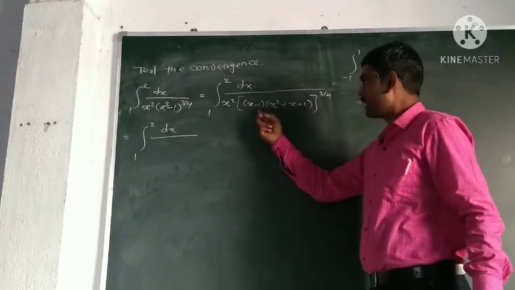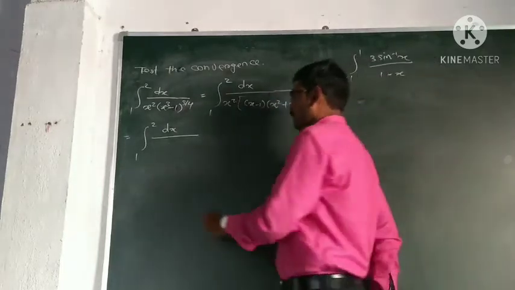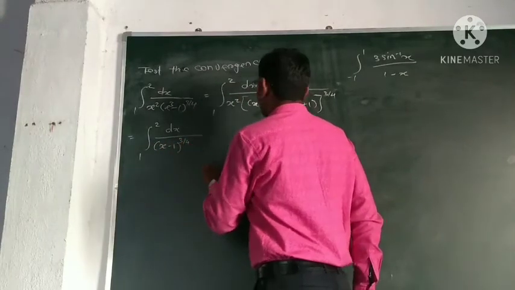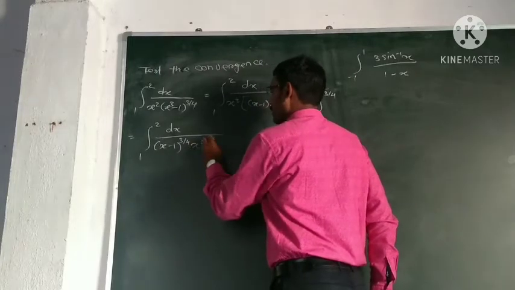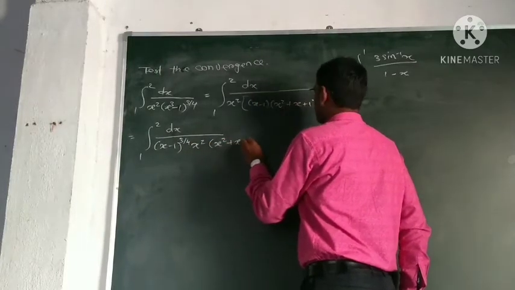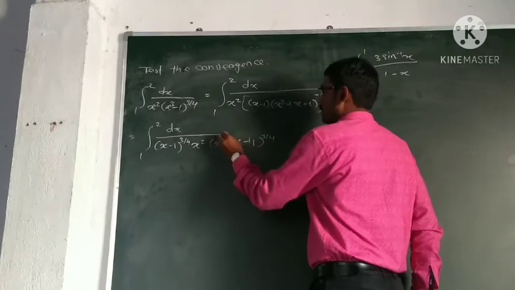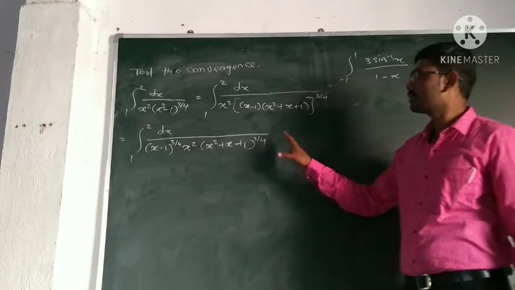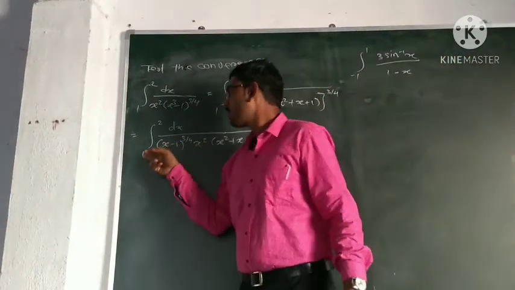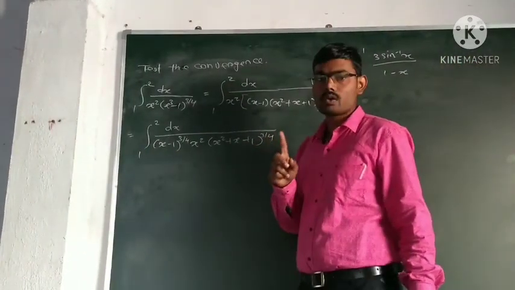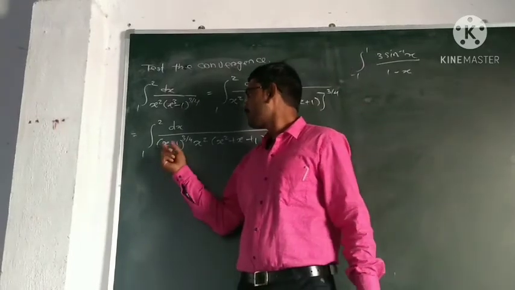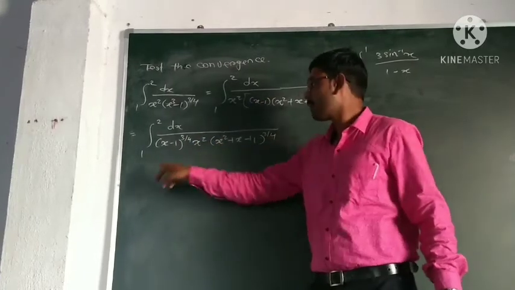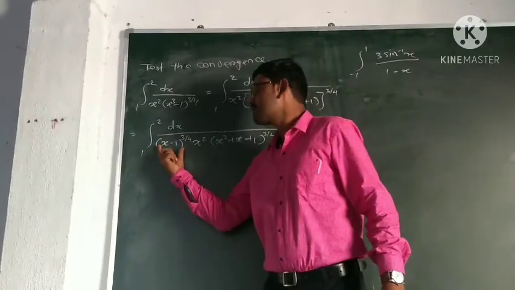First, I will write this term: (x minus 1) raised to power 3 by 4 into (x square plus x plus 1) raised to power 3 by 4. Okay. Now, observe this integral. From 1 to 2, there is only one singular point, x is equal to 1. If x is equal to 1, this becomes 1 minus 1, which is 0. The total integral becomes unbounded. So the problem is only x is equal to 1 and this term is problematic.